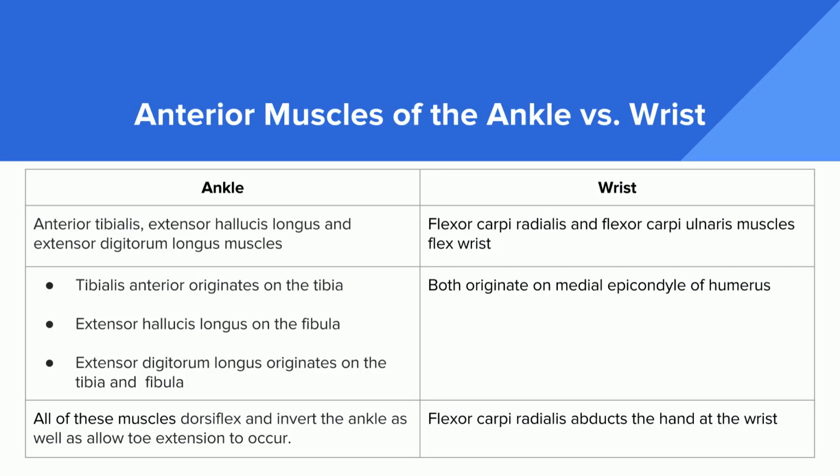The extensor digitorum longus originates on the lateral condyle of the tibia, the interosseous membrane, and the fibula. This muscle inserts in a different manner than the others, as it separates into 4 tendons that attach to the dorsal surface of the middle and distal phalanges. This insertion allows the muscle to perform toe extensions.